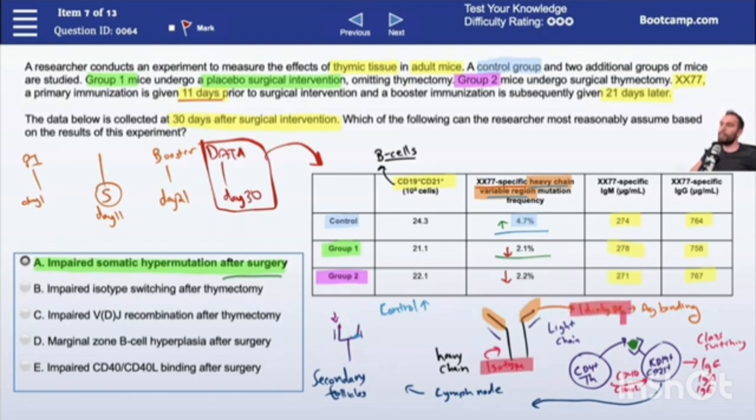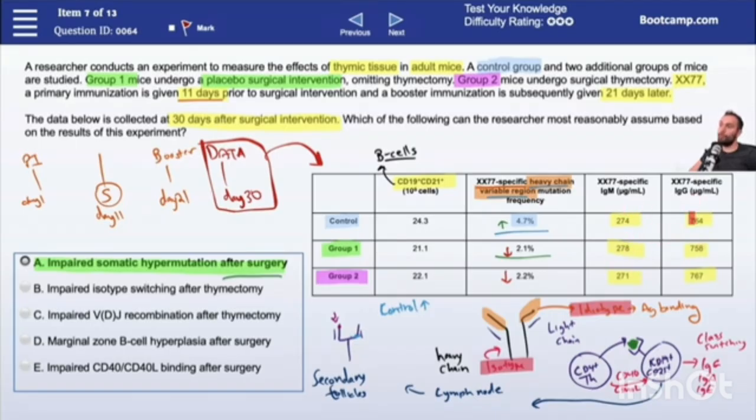So the idea here is we already know that the level of mutations in the idiotype are lower, right? Which is consistent with somatic hypermutation, impaired somatic hypermutation. But we can see that we're able to get some class switching, right? Pretty consistent with the control group who didn't have the surgery presumably. So in all these situations, these are all pretty similar.